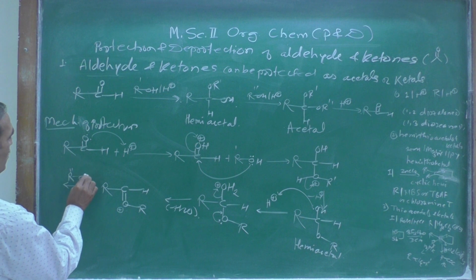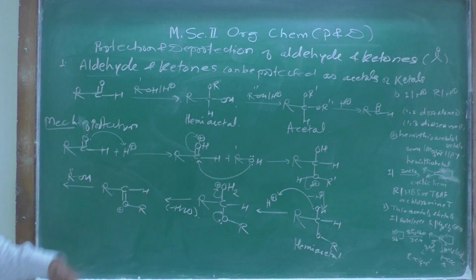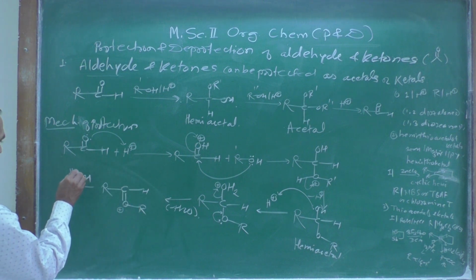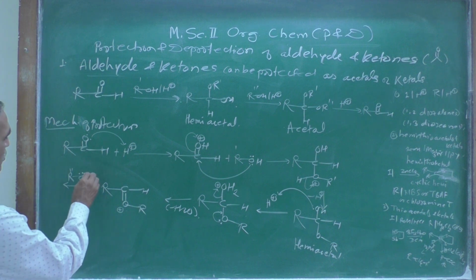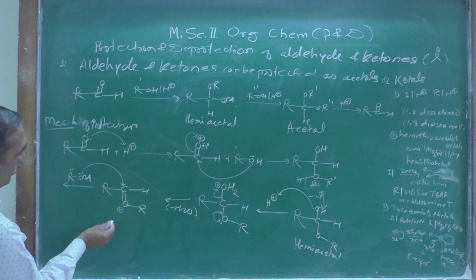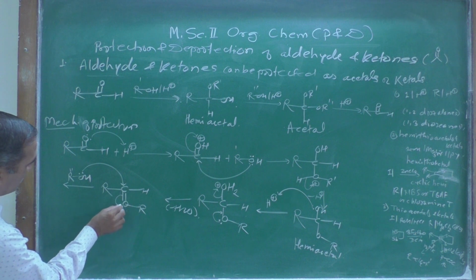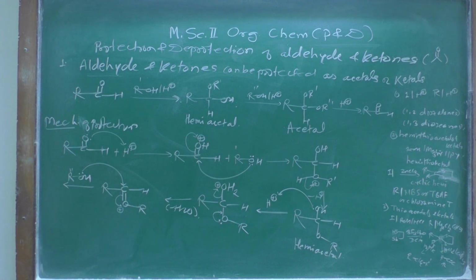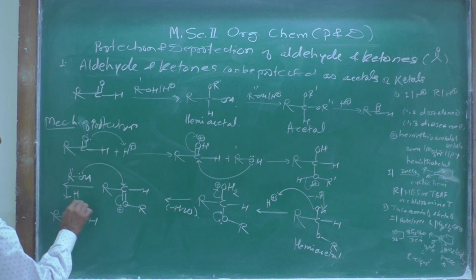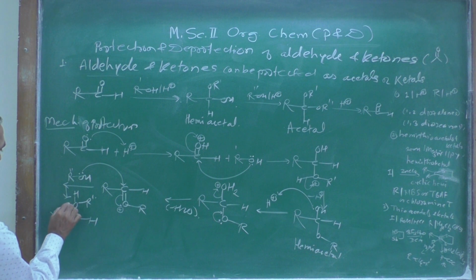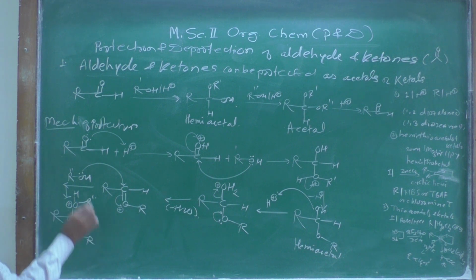R double dash OH, the second molecule of the alcohol, we are taking over here. Now it is going to attack on this carbon atom, neutralizing the positive charge. The compound we are going to get here is R C, then this H, then O, here H, R double dash, with a positive charge on it. Here is an O and this R.